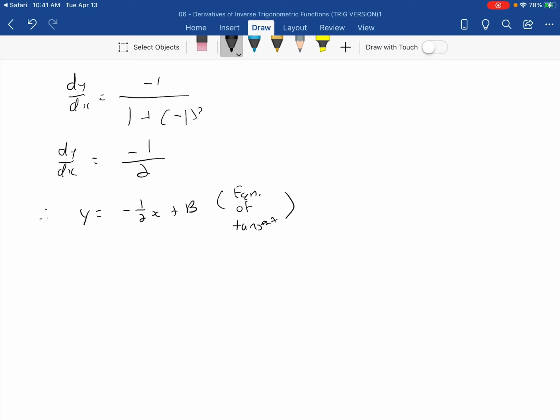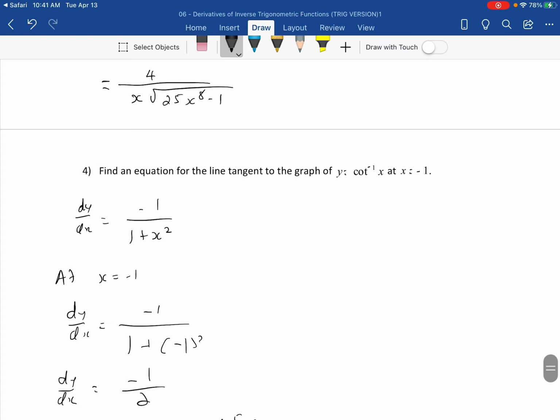Now I need an xy pair to sub in. Well, okay, that's going to be a little bit difficult. To get my y value, I need cotan inverse of negative 1. And to find cotan inverse of negative 1, well, okay, negative 1's not too bad. You could do cotan inverse of negative 1 by drawing the picture and doing your special triangles and so on. You definitely could do that.